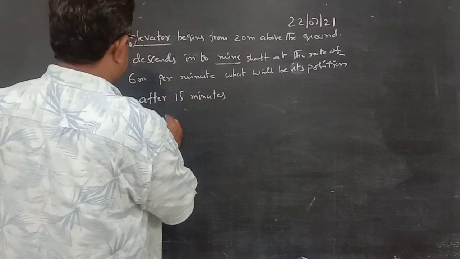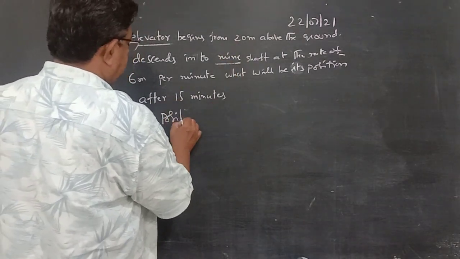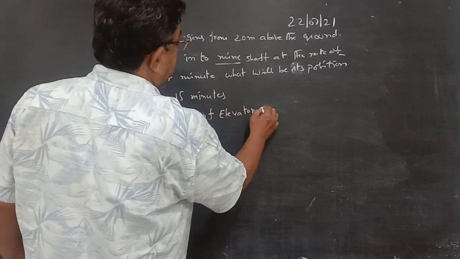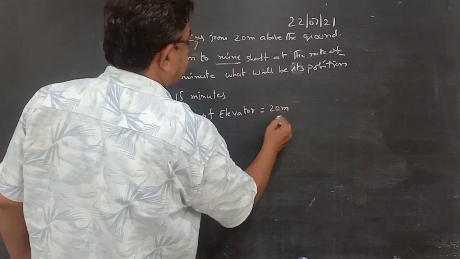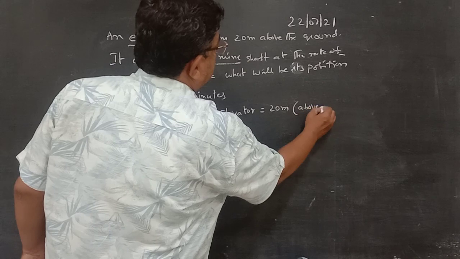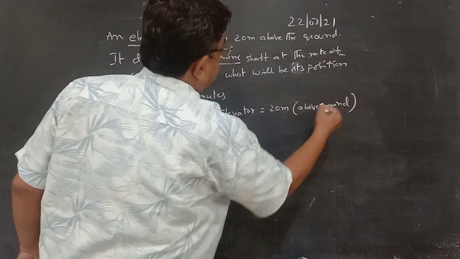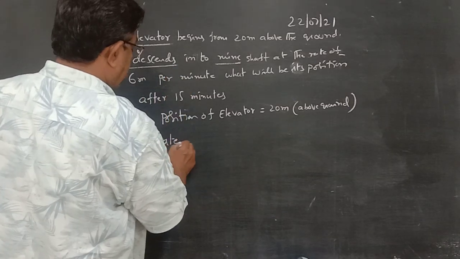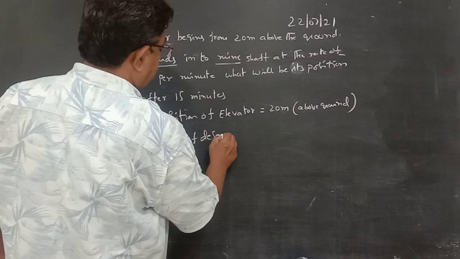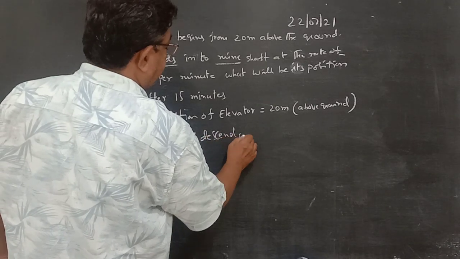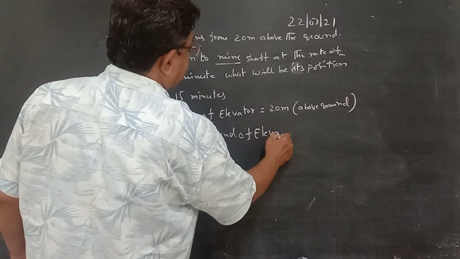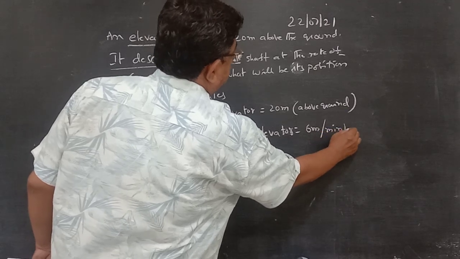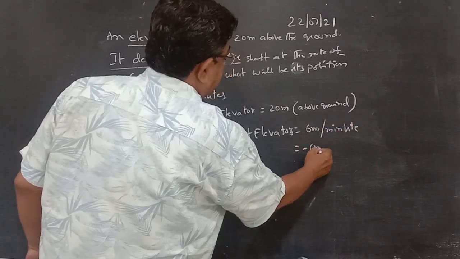So, I start with that. Position of elevator is equal to 20 meters, above ground. Above ground means it is plus. Ground is taken as 0. Rate of descent. Rate means speed. Rate of descent of elevator is equal to 6 meters per minute. It is taken as -6 meters.